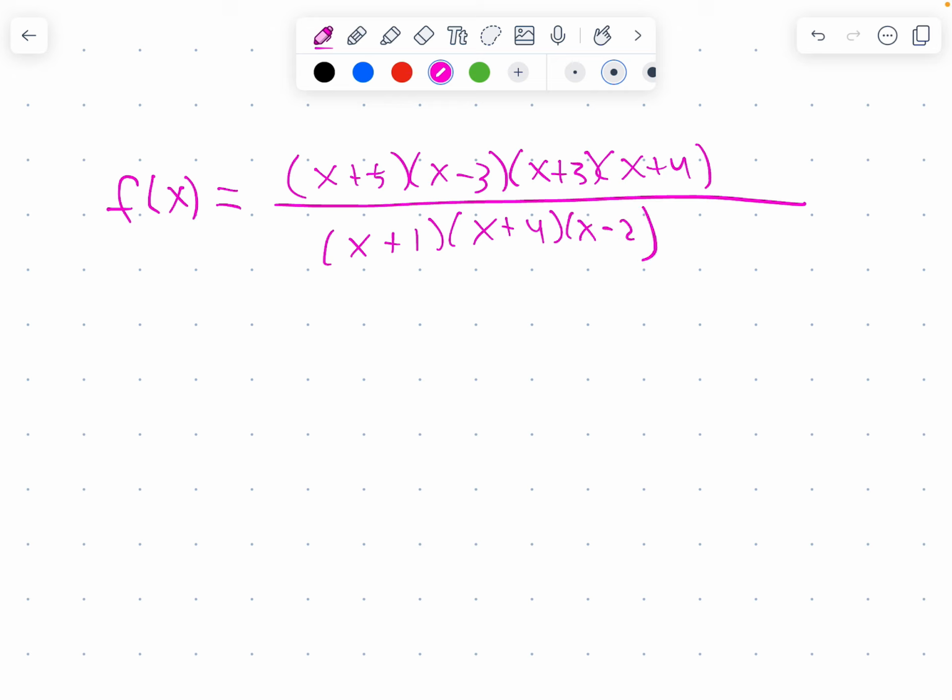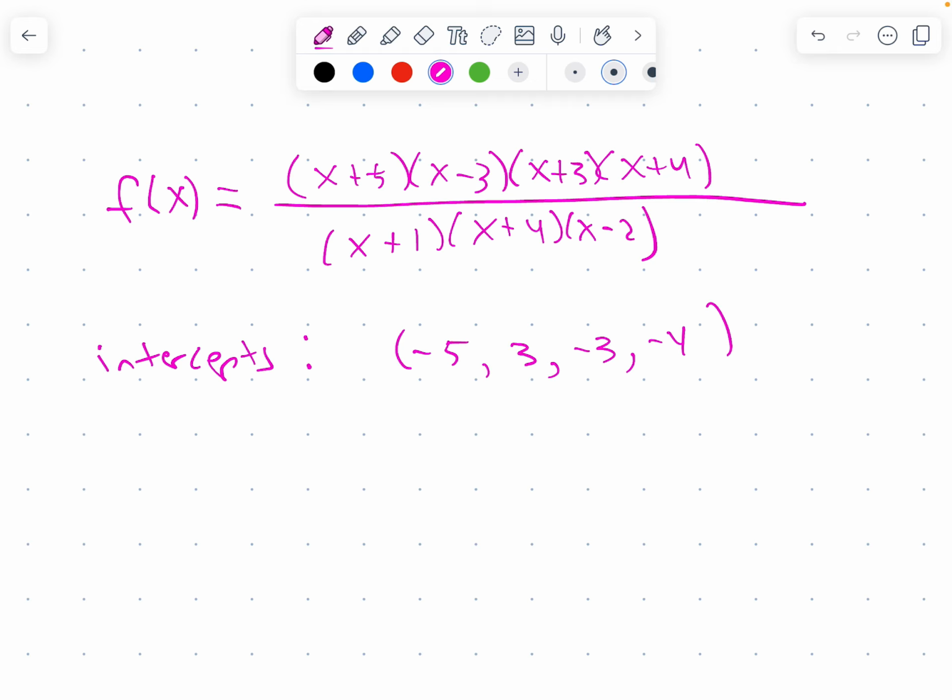Okay, the first thing that you're asked is to find the x-intercepts. The x-intercepts are the values of x that make the top of the fraction 0. And so here we'd have -5, 3, -3, and -4. So those are your x-intercepts.